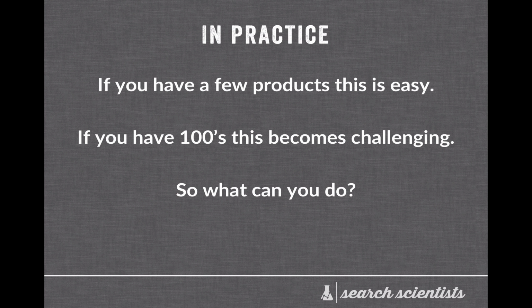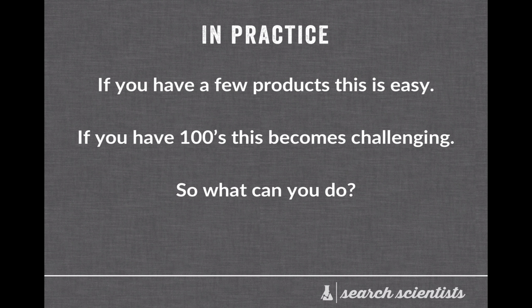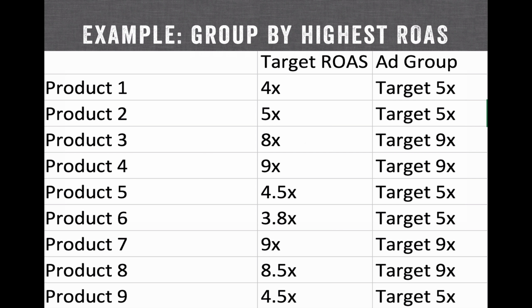Now, in practice, again, this is really simple in theory to just go through this exercise for one product. But as soon as you start having dozens and dozens of products, this becomes a lot more challenging. So what do you actually do? Well, you run through this exercise on all of your products and you group them. You can group them and it looks something like this. This is an easy example of grouping your products with closely related return on ad spend targets and then grouping them together in their ad groups.